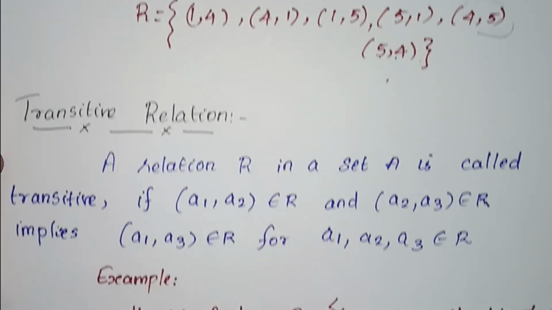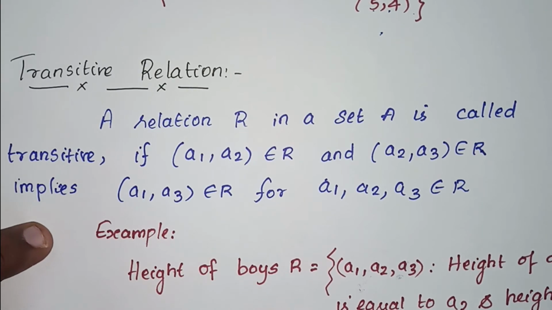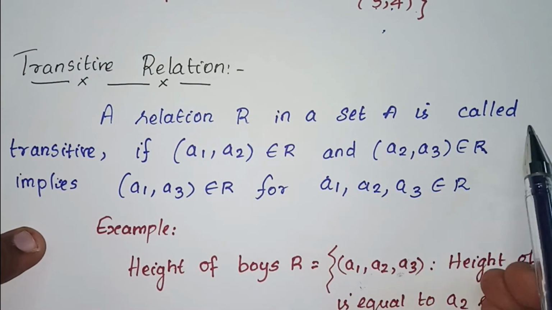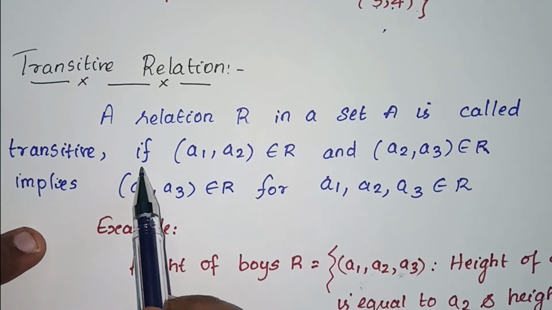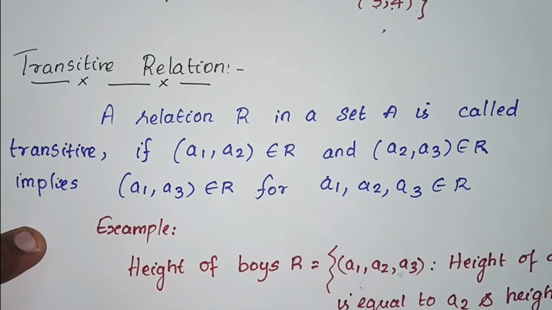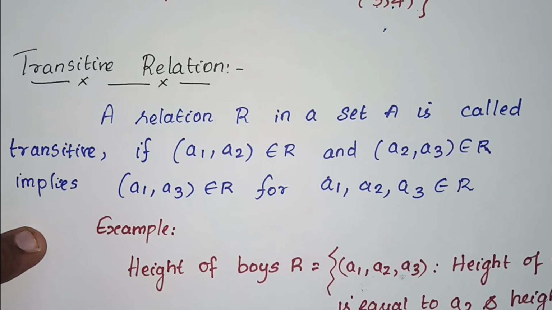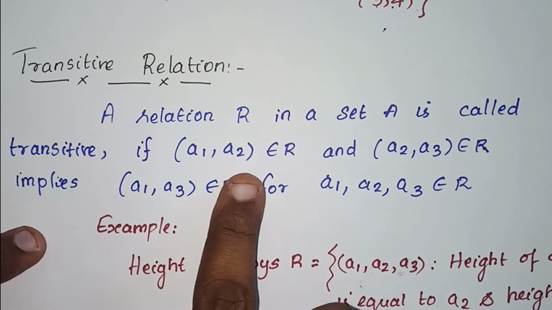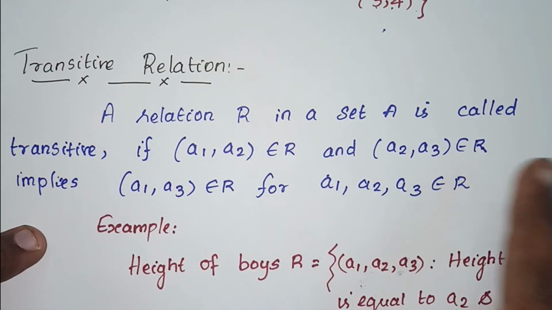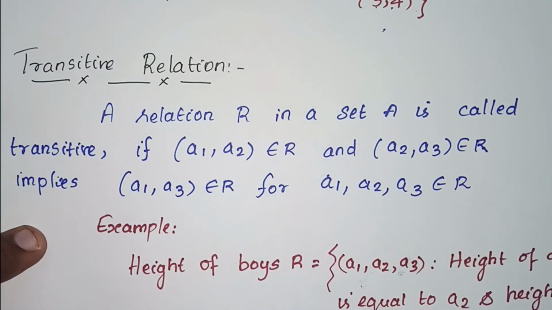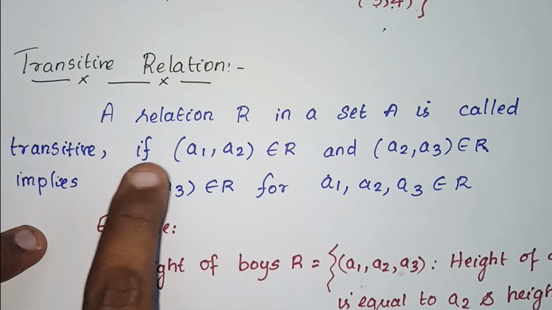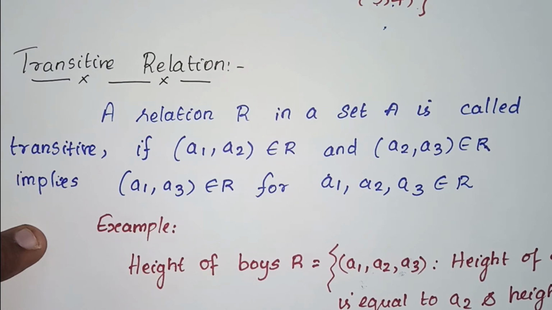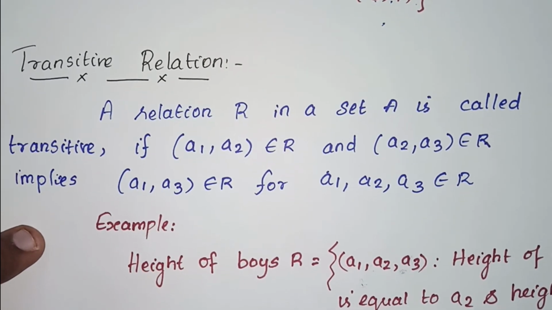So next, transitive relation. What is meant by transitive relation? A relation R in a set A is called transitive if A1 and A2 belong to the relation. So there are three elements A1, A2, A3. A1 and A2 belong to that relation, and A2 and A3 also belong to the relation, which automatically implies A1 and A3 also belong to that relation. So that relation is called transitive relation.